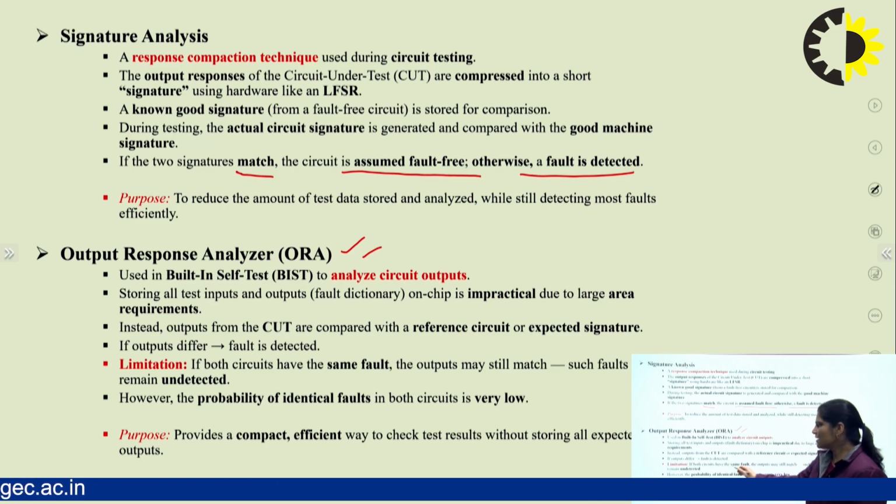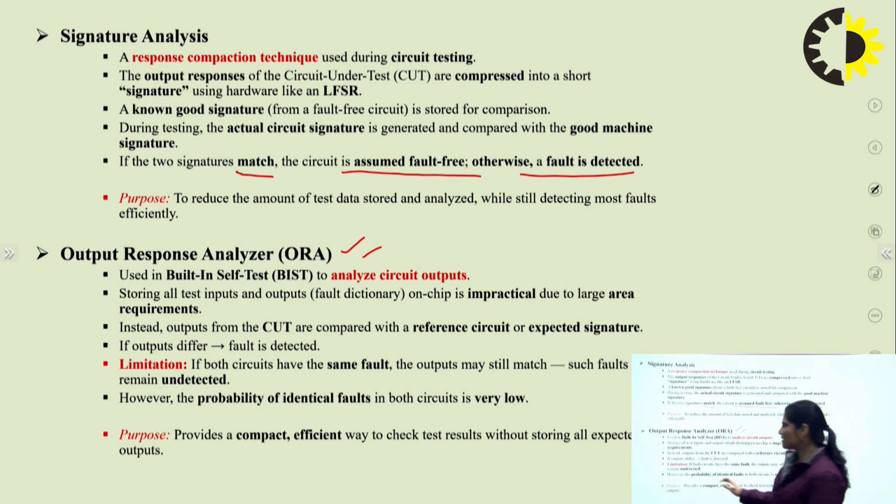If both the circuits have the same fault, the output may still match. Such faults remain undetected. However, the probability of identical faults in both circuits is very low. So what is the purpose of this output response analyzer? It provides a compact, efficient way to check the test results without storing all the expected outputs.